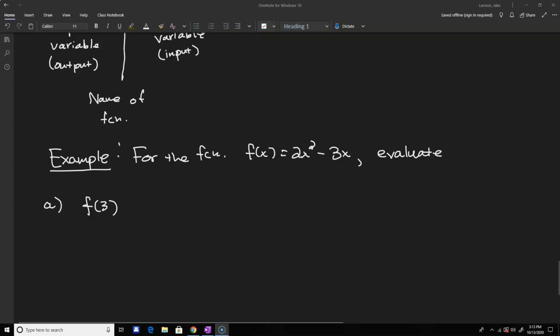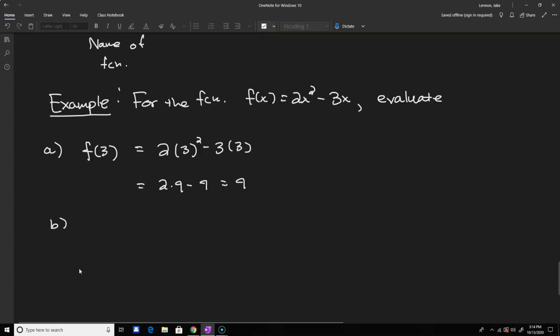Okay, so what we do here is we just replace the x by a 3 wherever we see it. So we have 2, and then we replace x by 3. We still need to square it, and then we're subtracting 3 times 3. And then we just evaluate with order of operations. So we get 2 times 9 minus 9, 18 minus 9. So our answer here is 9.